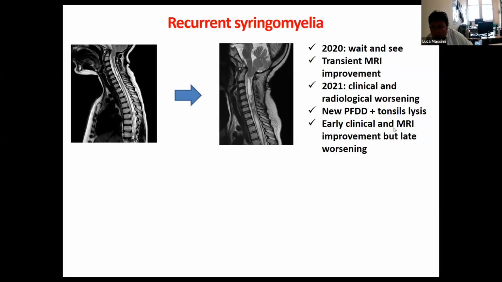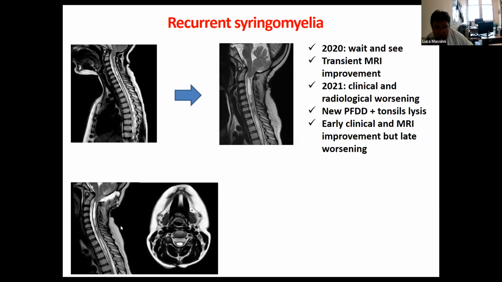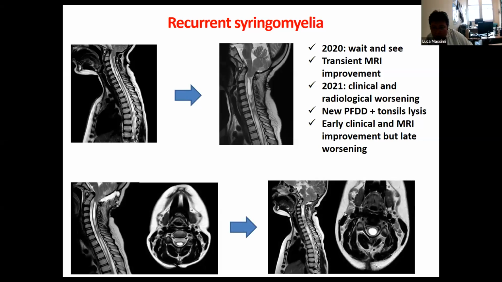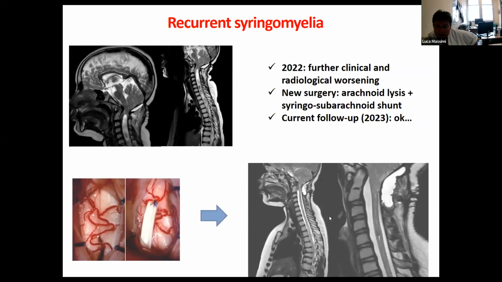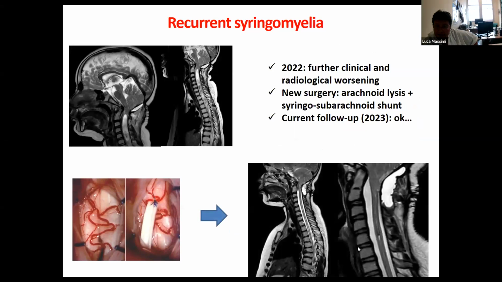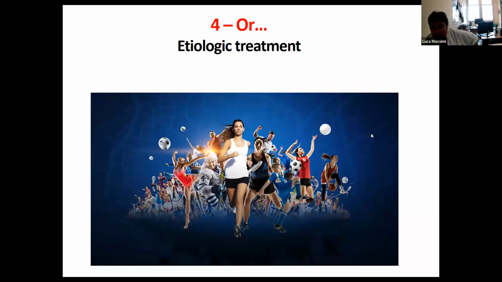It was the third operation, and we performed a new duroplasty, arachnoid lysis, and also tonsillar lysis. Once again, we were successful at the beginning, but then we had a new recurrence of the syringomyelia. So only at that time, we decided to perform a syringo-subarachnoid shunt. This is the current picture of the young girl. You can appreciate the catheter inside the spinal cord, and of course, we hope that this is the last operation for this baby.